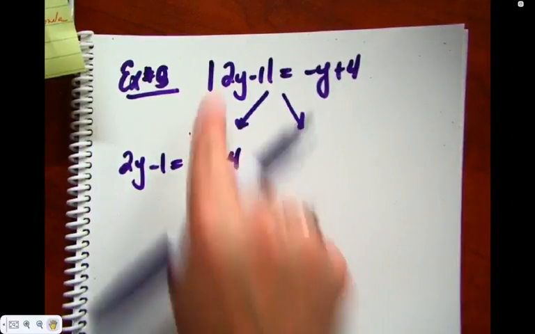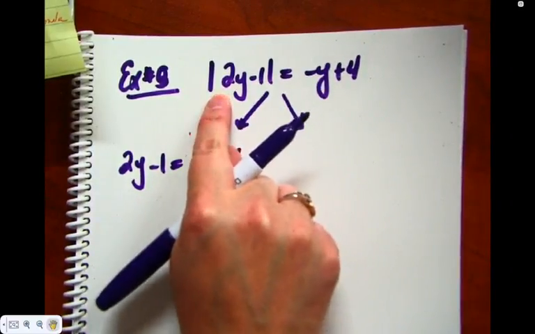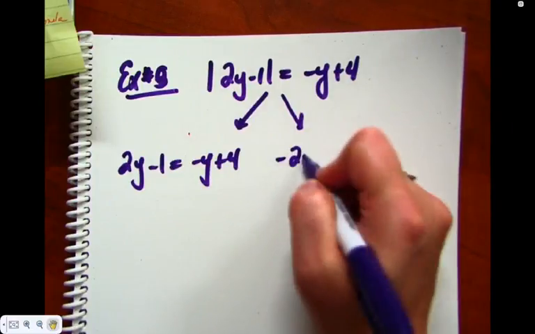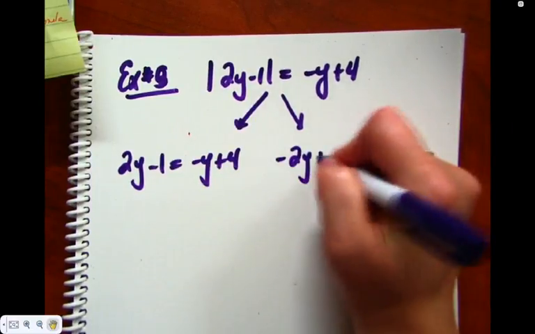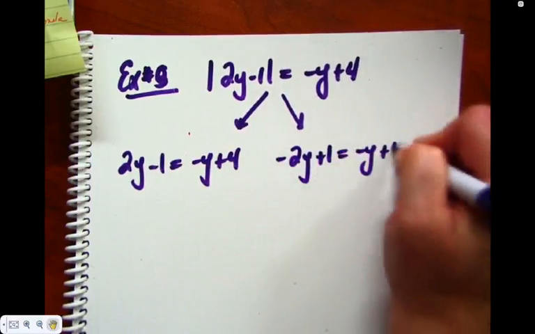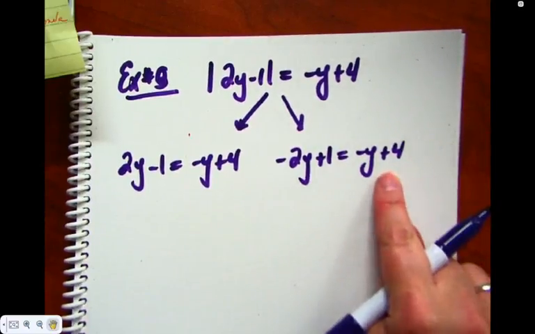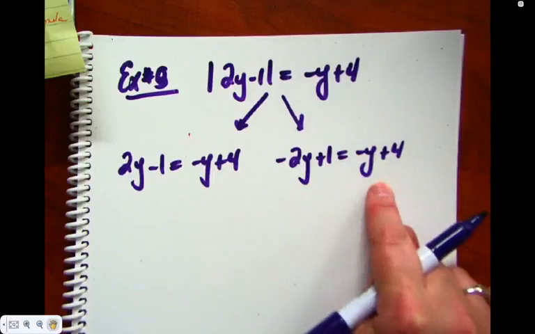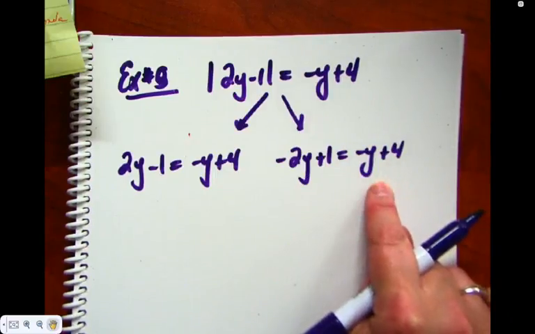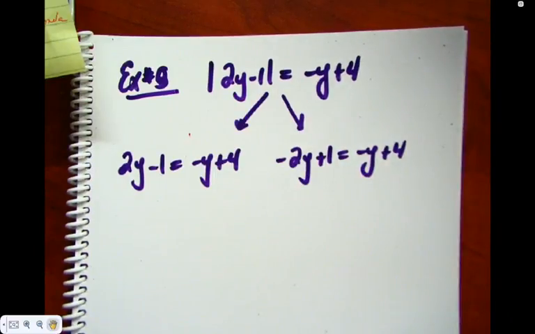Then the second equation, take everything in the absolute value and just change the sign. So positive 2y goes to negative 2y. Negative 1 goes to positive 1. Why didn't I change the right-hand side? Why didn't I make this y minus 4? Because there's no absolute value. Okay, so you're only doing that positive, negative for the absolute value side.